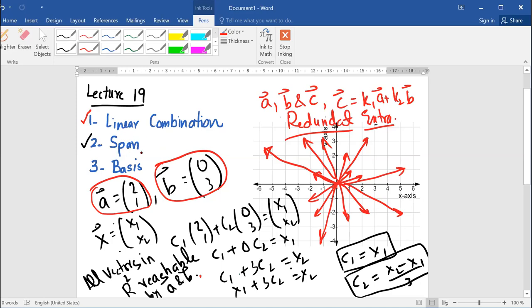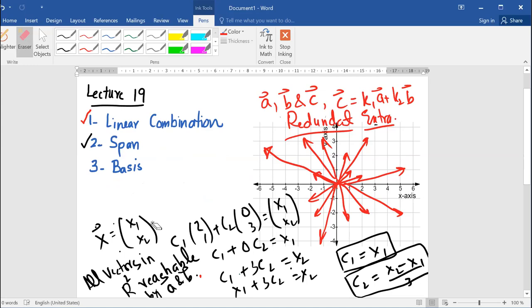What we are saying is that the span of A and B is R square. Okay. And when we say span of A and B, we mean all linear combinations. So let me write down the span in a formal way. So let's see.